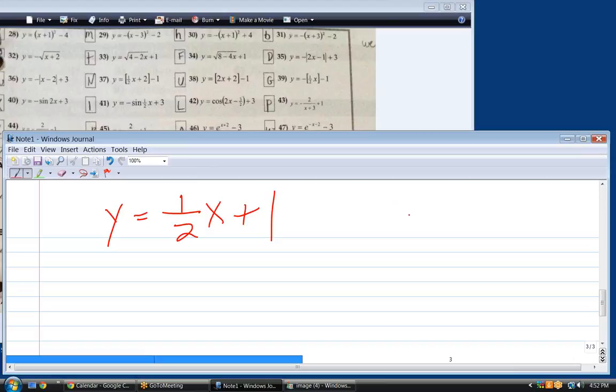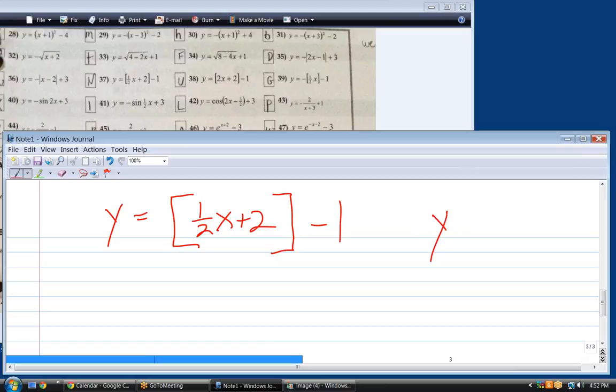What's the parent function? Y is the greatest integer of x. I don't know how to say that. Is that what this means? Yeah. So it's not a parentheses. No, it's the greatest integer function. These are definitely tougher to do in terms of reflections.